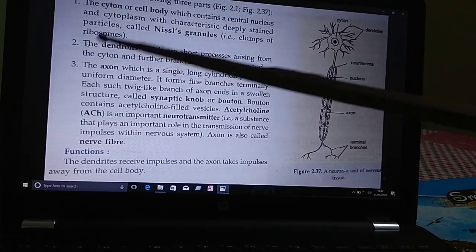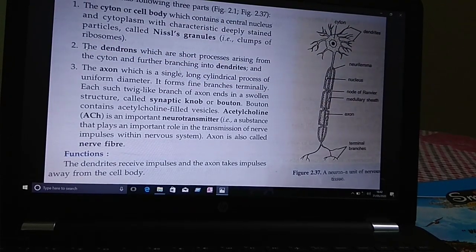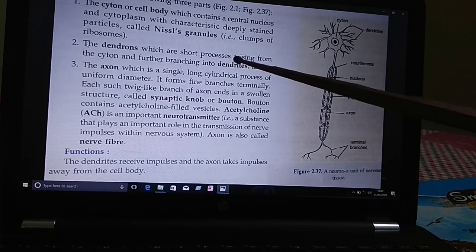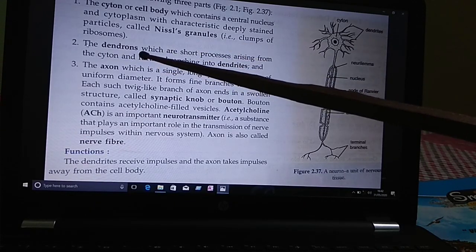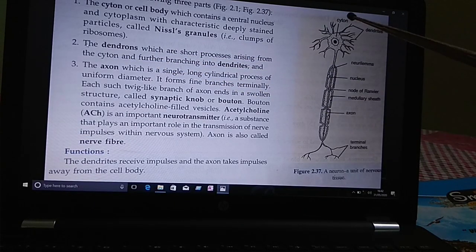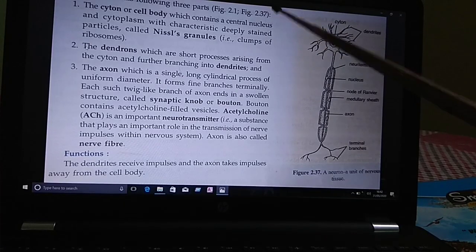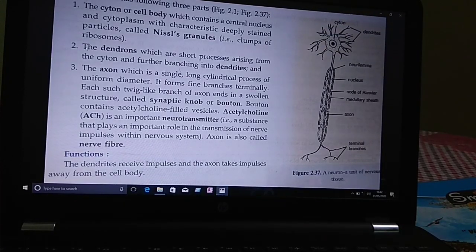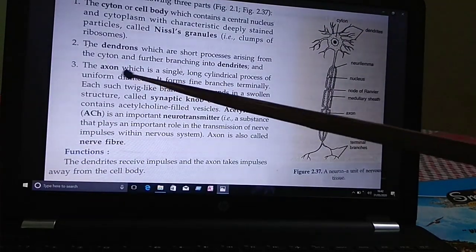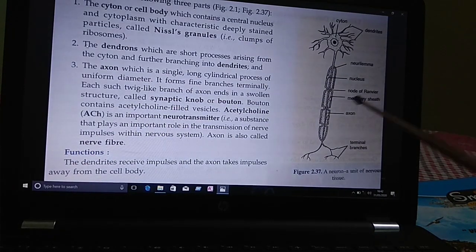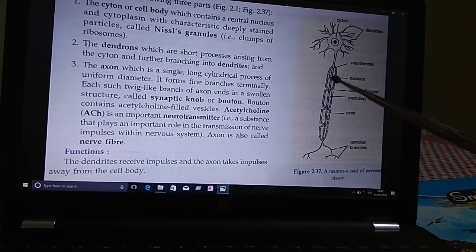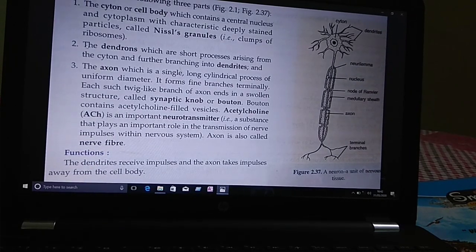Next part is the dendrons or dendrites, which are short processes arising from the cyton. Okay, this portion is the dendrites, further branching into dendrites. Another one, the third one, is the axon. Okay, you can see here in the middle, from here comes a long tube-like structure. This one is the axon.